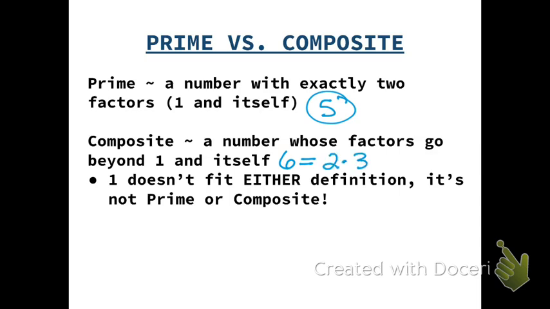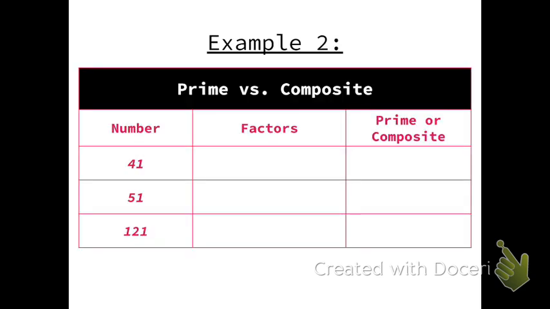Now, just by convention, we're defining 1 as neither prime nor composite. 1 only has 1 factor, just itself, and prime we're defining as having exactly 2 factors. So 1 is neither prime nor composite. We'll do a couple examples here of looking at prime versus composite. 41 you can write as 1 times 41. Not every number you can do that with. We could write 51 as 1 times 51, and 121 as 1 times 121.